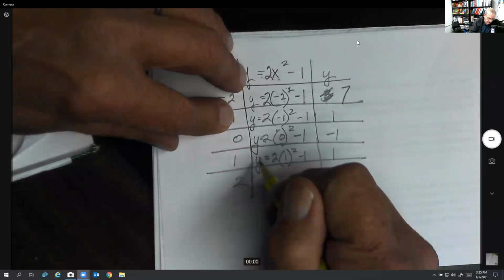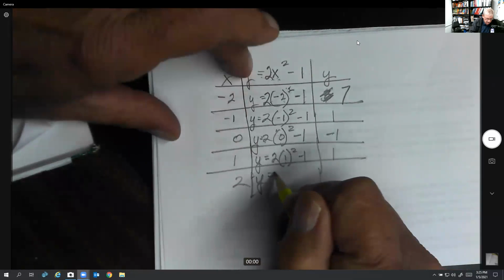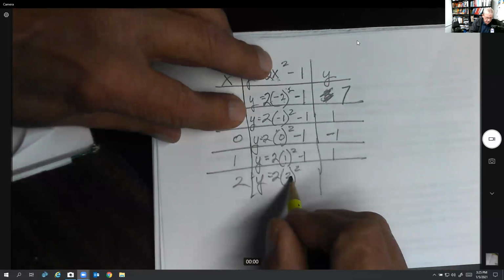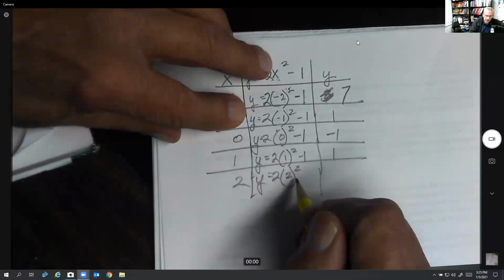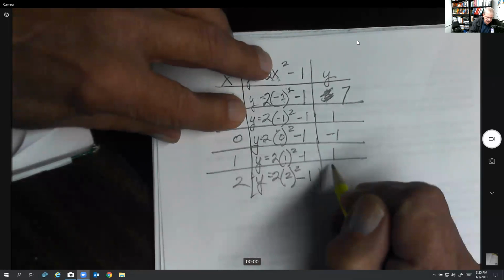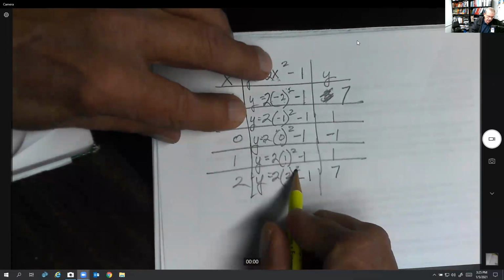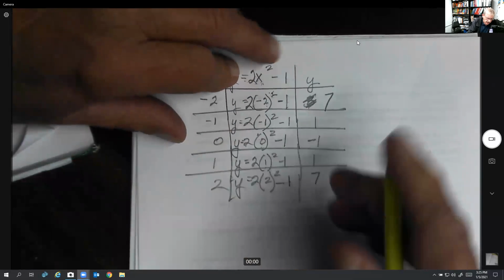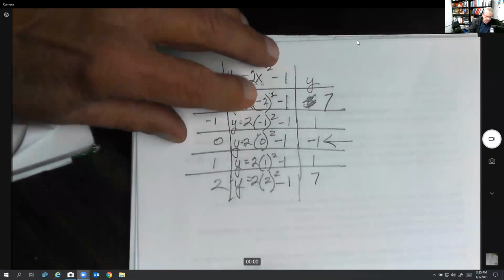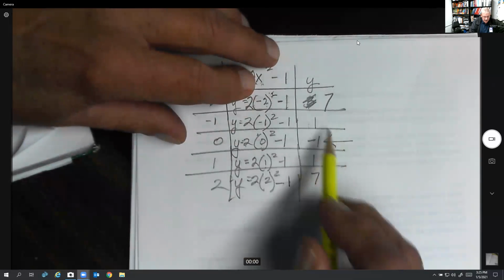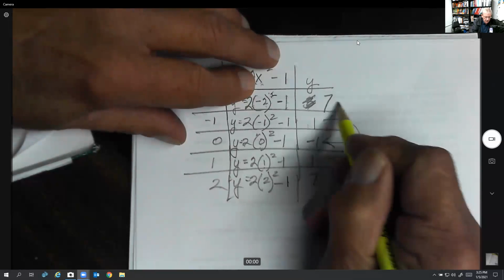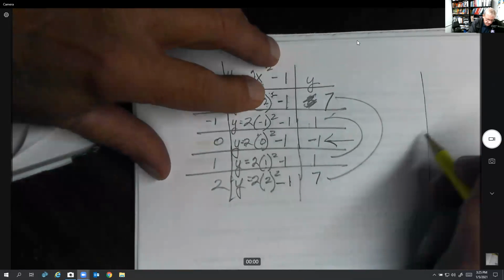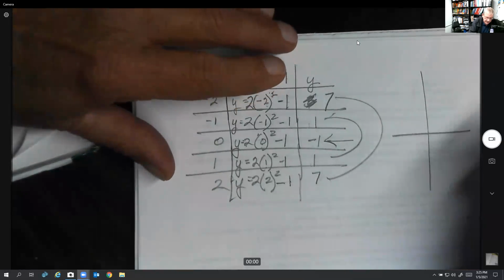And if I put a 2 in here, let's see what happens. I get 2 squared, which is 4, times 2 is 8, minus 1 is 7. So square, multiply, subtract. All right, so you can kind of see this is going to be our turning point right here, because you notice these numbers are the same. So that's kind of telling us that it's symmetrical to probably the y-axis here.